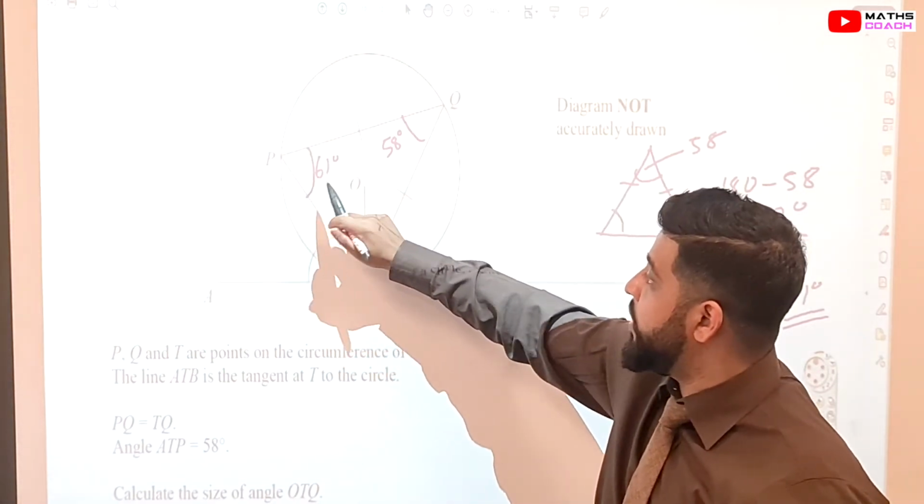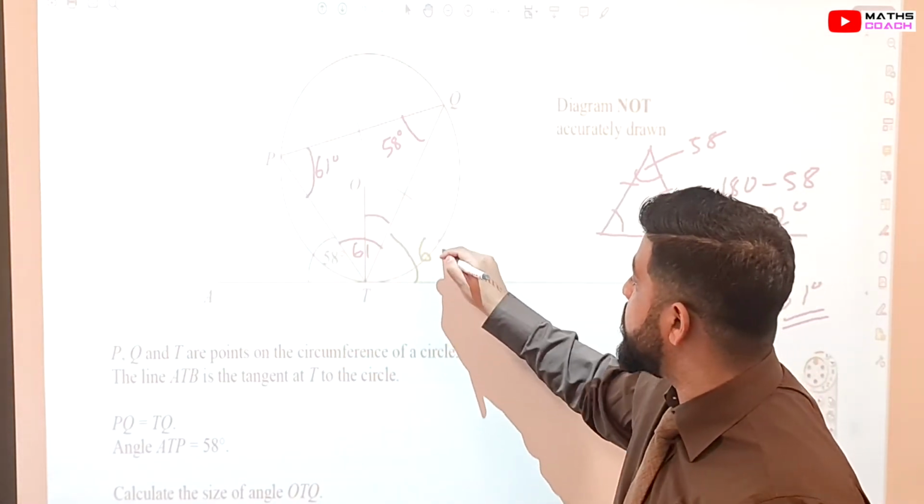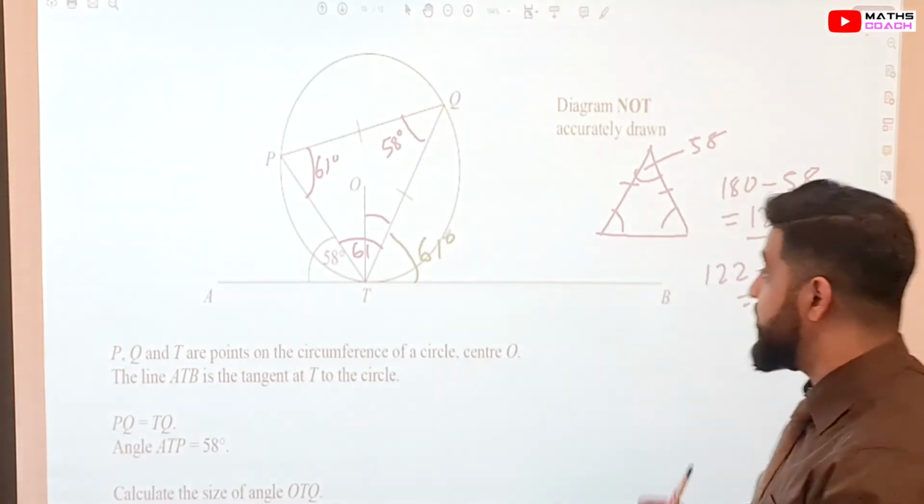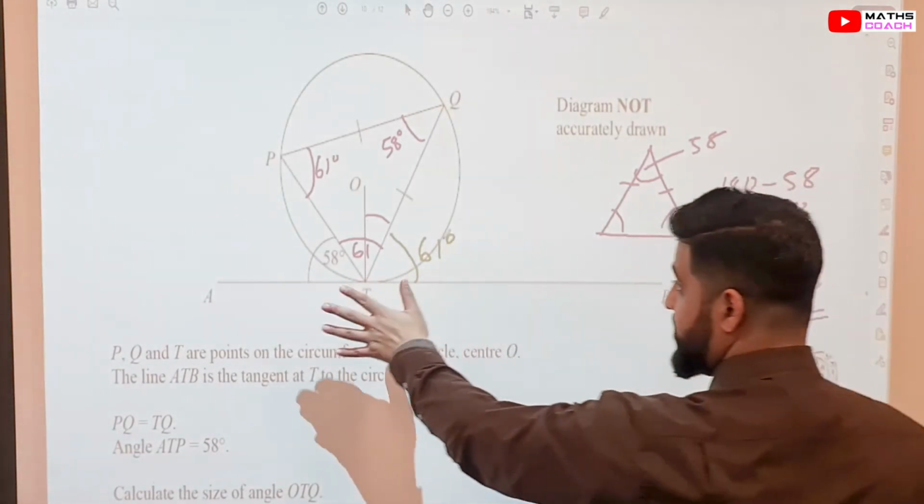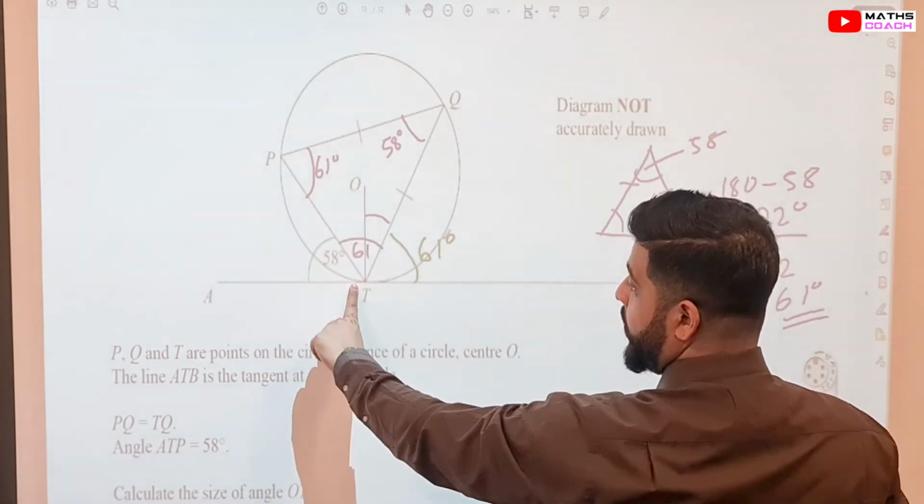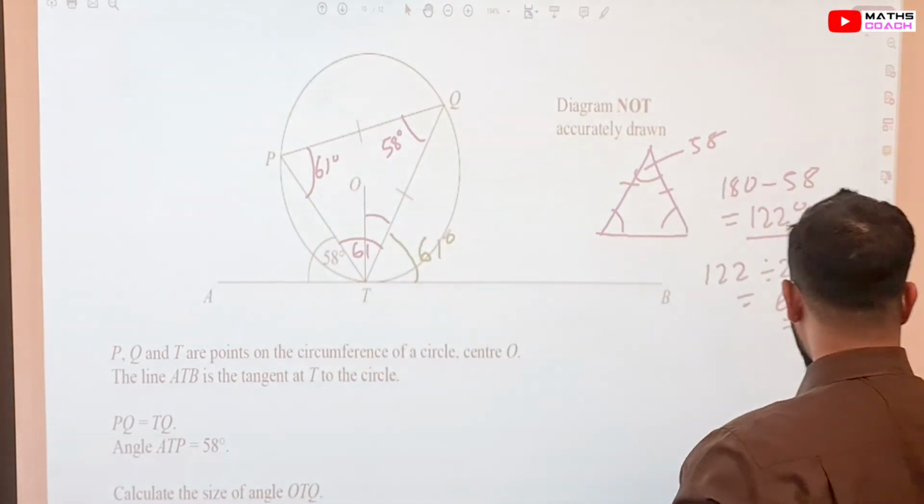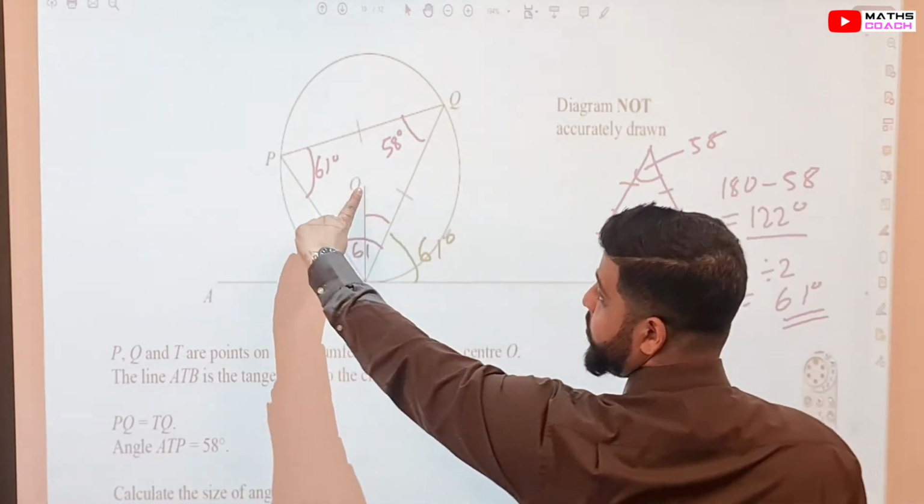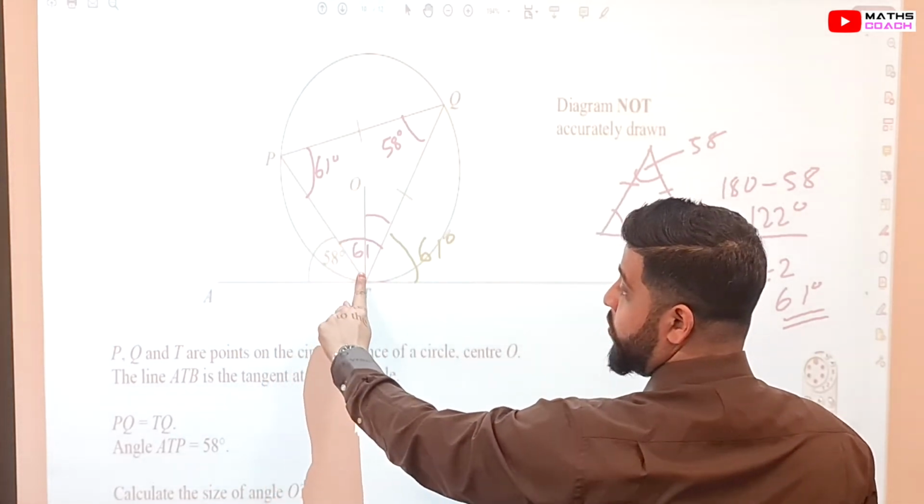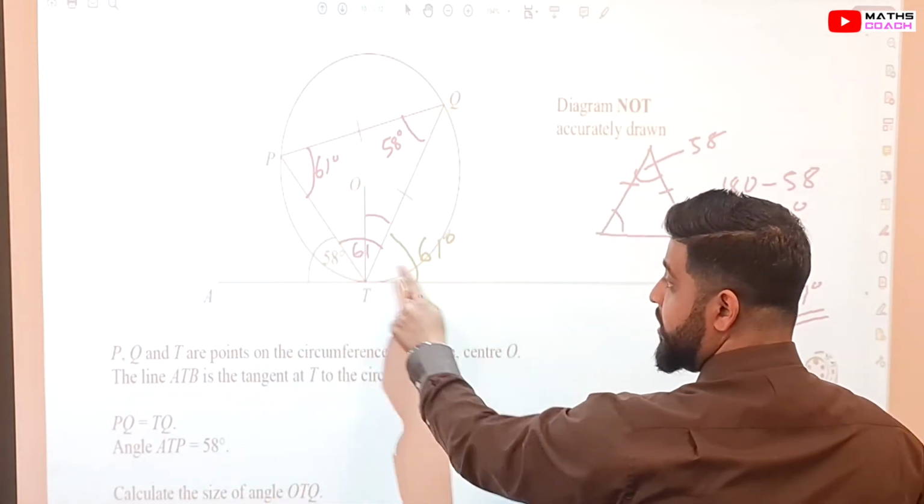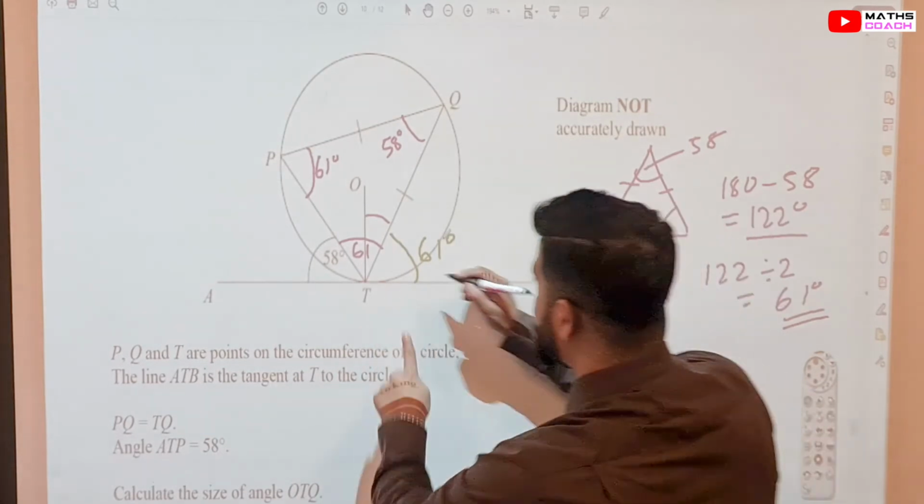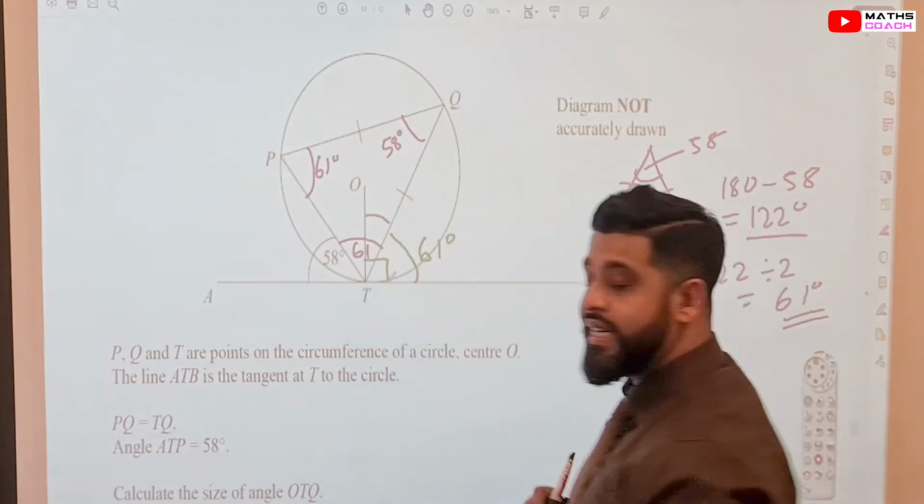So this is 61, which we know already, so therefore this is also 61 degrees. The final part, because we still have not worked out the angle that we need, which is OTQ, is this: we know this is a radius, and this is a tangent, so therefore the angle that they make between themselves is 90 degrees.